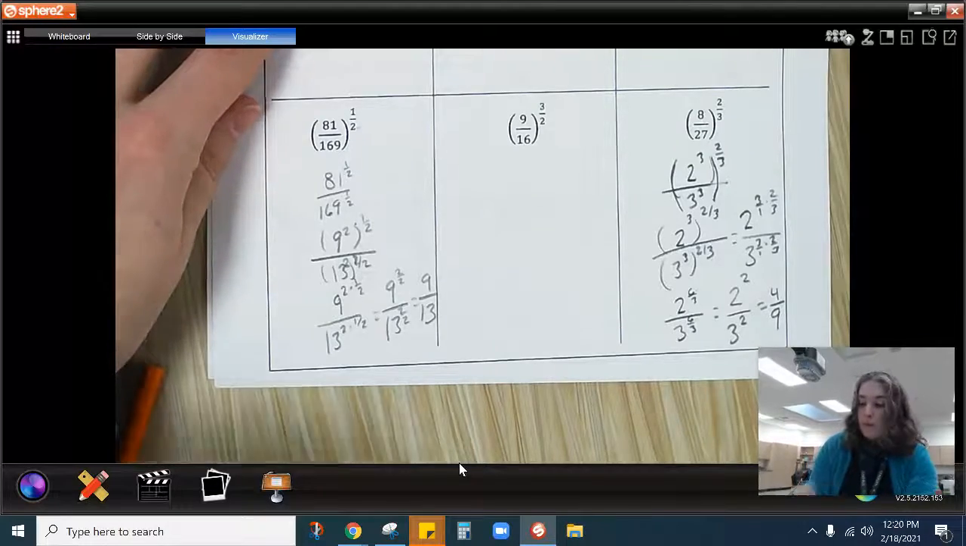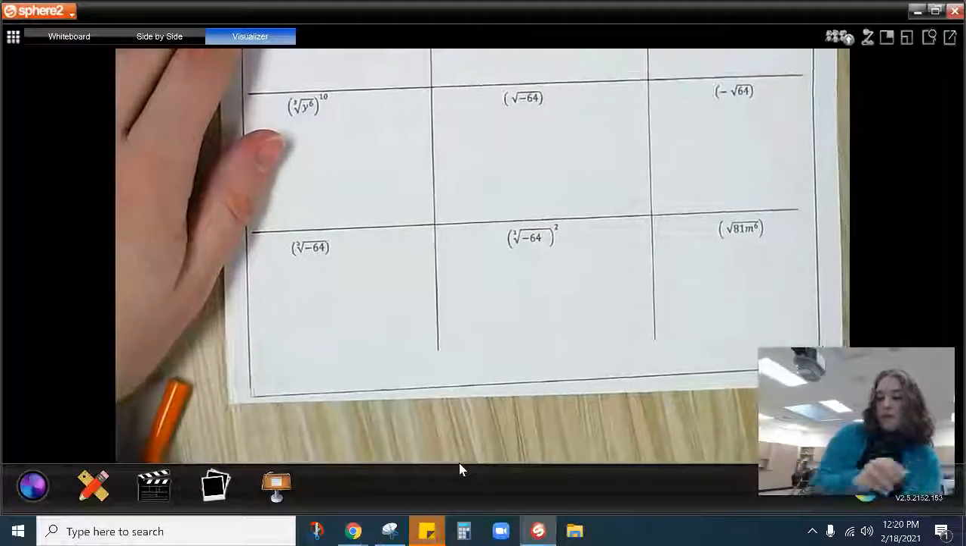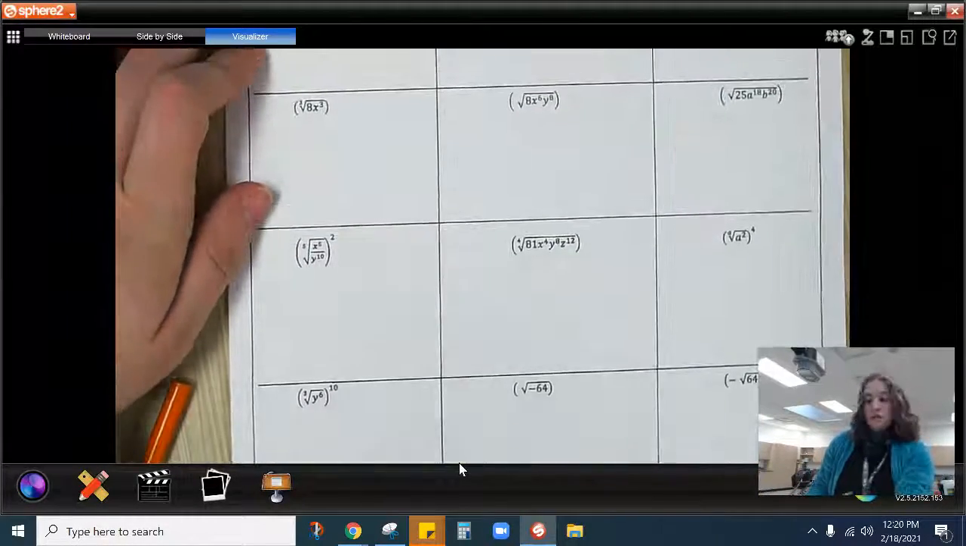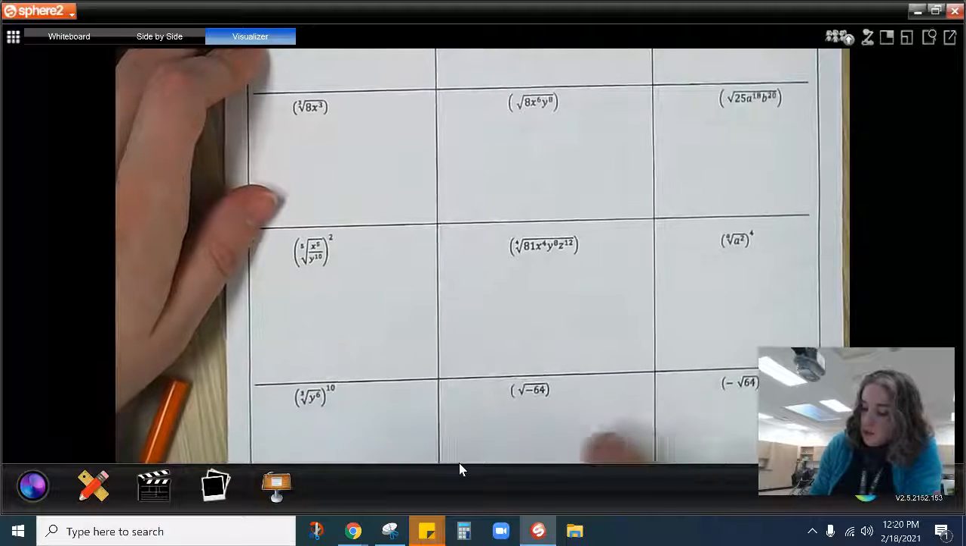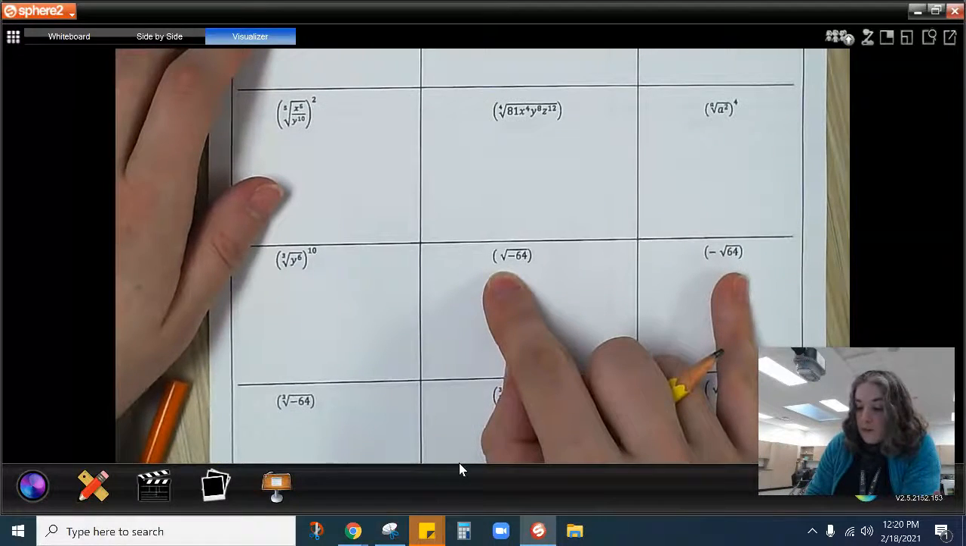All right, I would encourage you to try a couple more of these. This page is some really good practice as well. In fact, I'm going to do these 2 with you because I think they're really good.